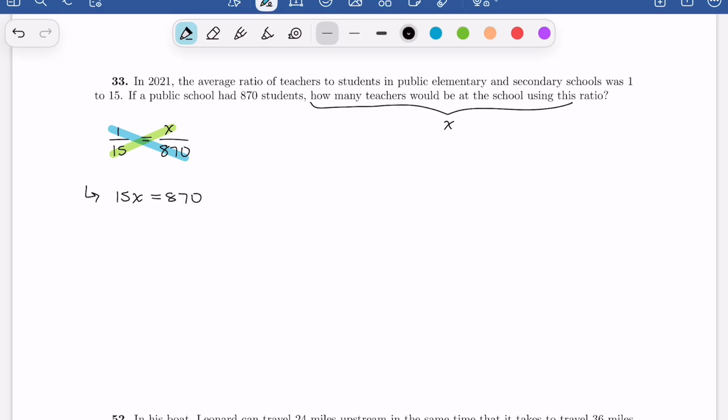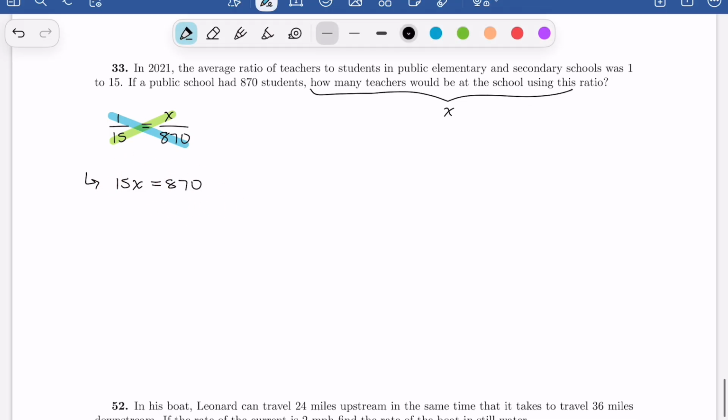All right, so now we turned this proportion or this rational equation into a much simpler one. What we'll do is solve for x by dividing by 15 on both sides of our equation. We're going to end up with x is equal to 870 divided by 15, which is going to be 58. So this means there would be 58 teachers using the given ratio.